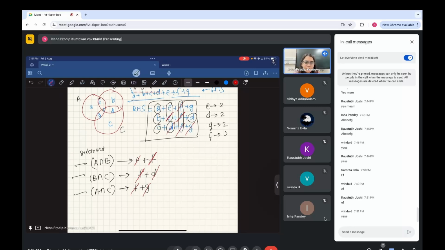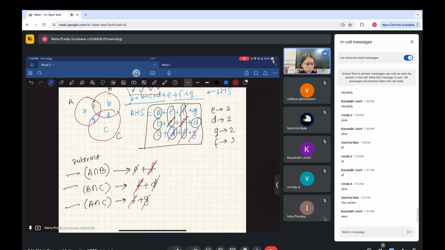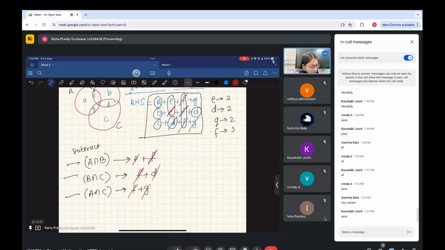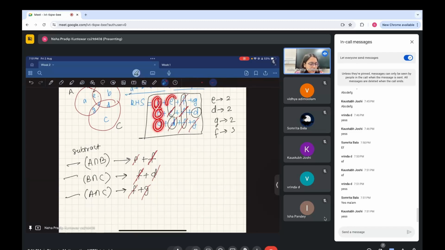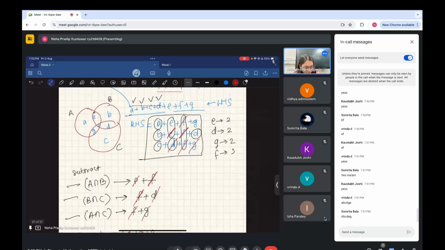So what we essentially did is we added the individual sets, then we subtracted the intersections. And now what we are left with is simply A, B, C, E, G and D. These are the terms that have survived. So we will write this freshly. What has survived is A, B, C, D, G, E. And what is missing from this set is F. The only term that is missing from the expression on the LHS is F.